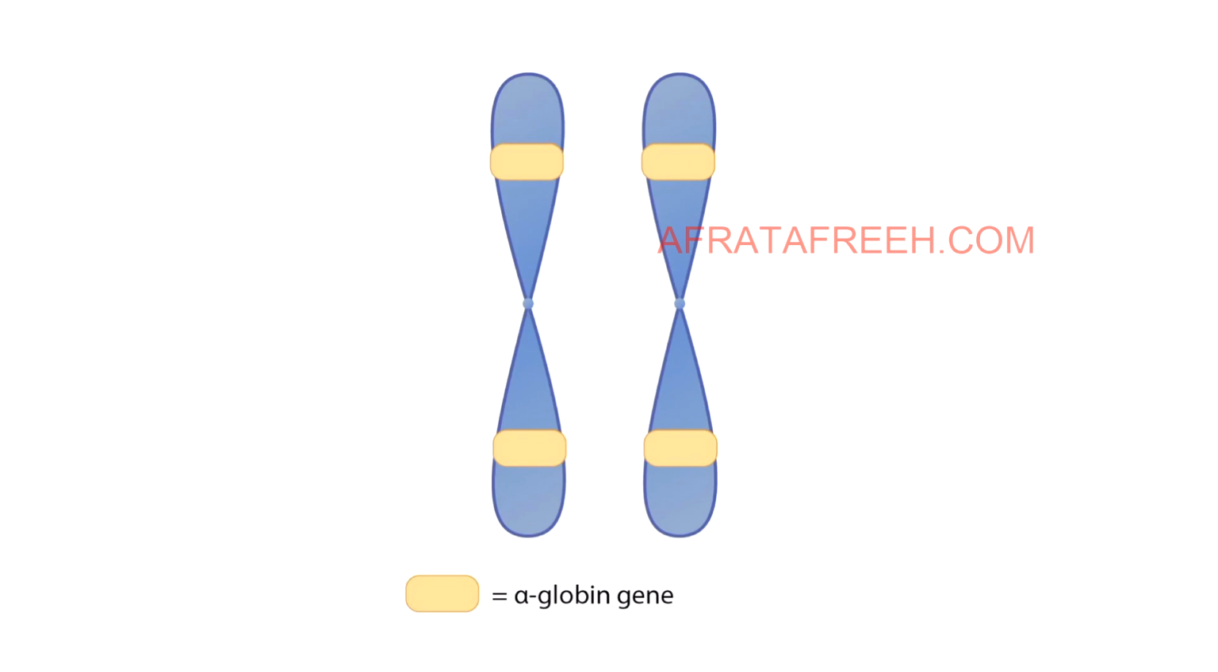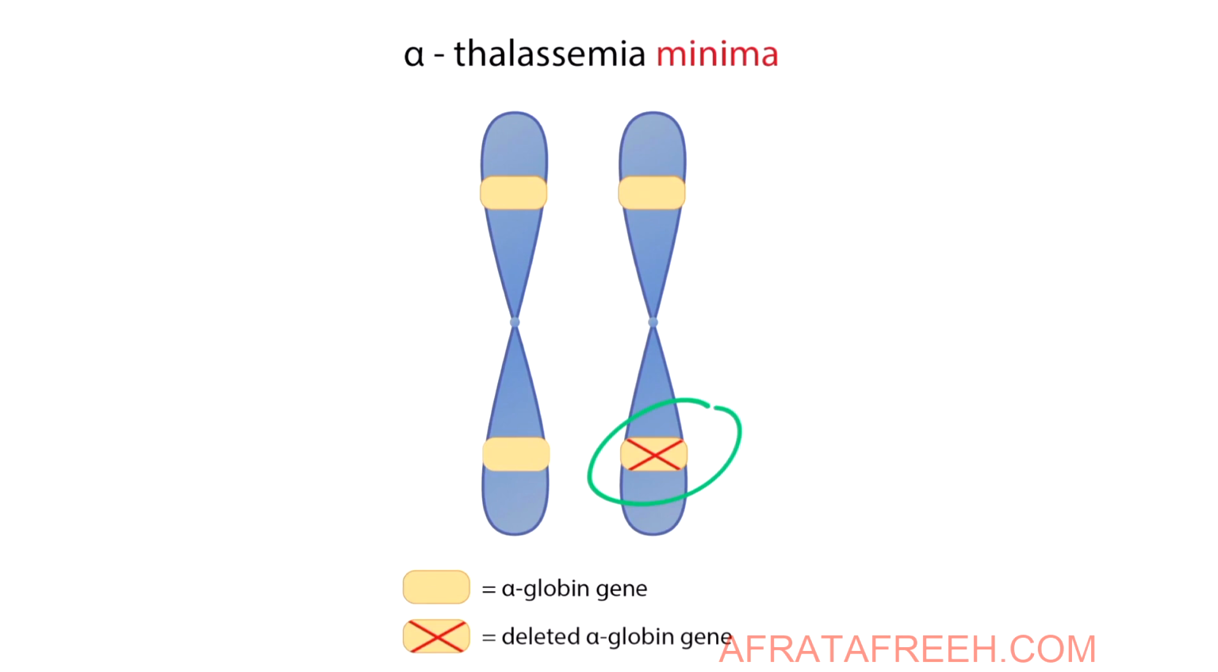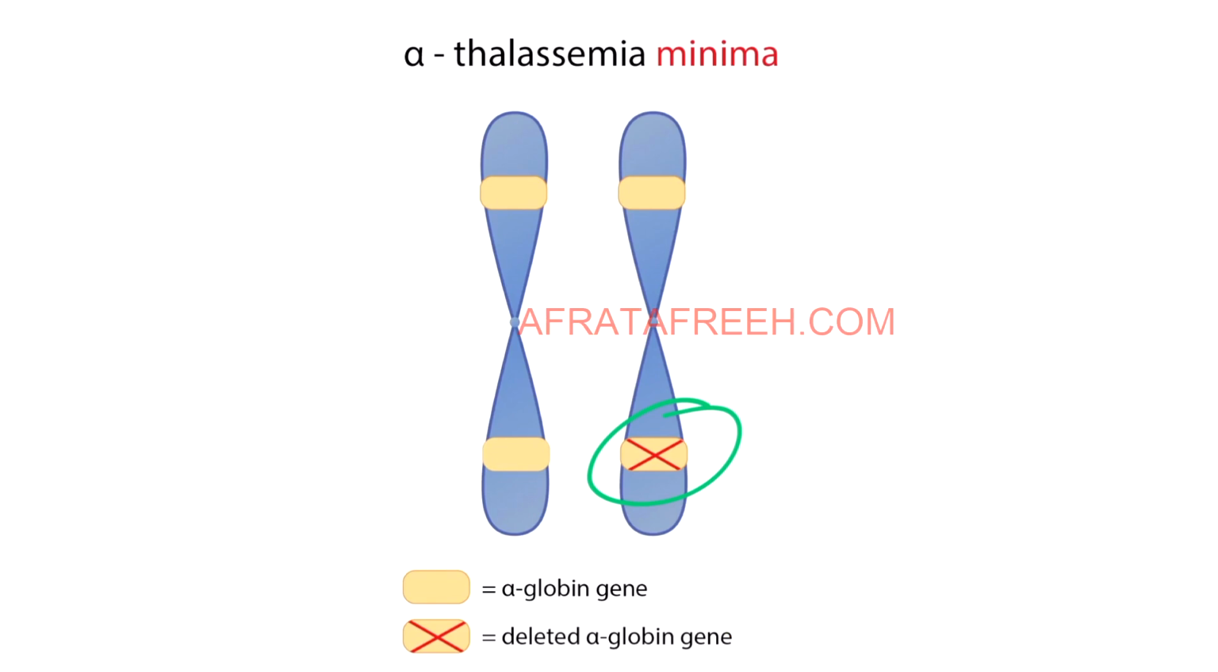As previously stated, there are normally 4 alpha globin genes present on chromosome 16, 2 on each chromatid, as we can see in this image. So this depicts the genes of a person without thalassemia. In alpha thalassemia minima, there is a deletion of only 1 alpha gene, as shown here. This is not significant enough to cause symptoms. As a result, this type of thalassemia is clinically silent.